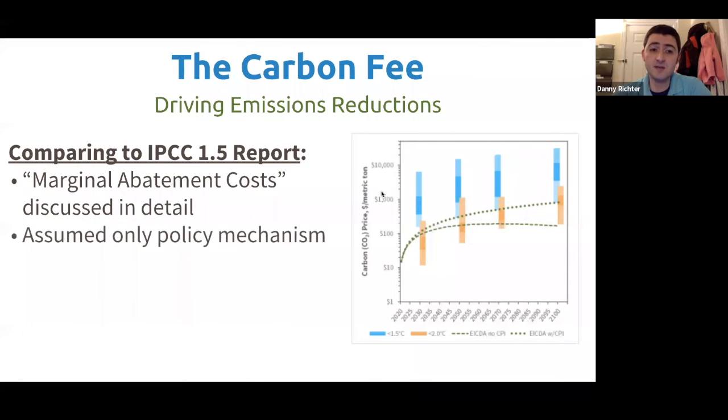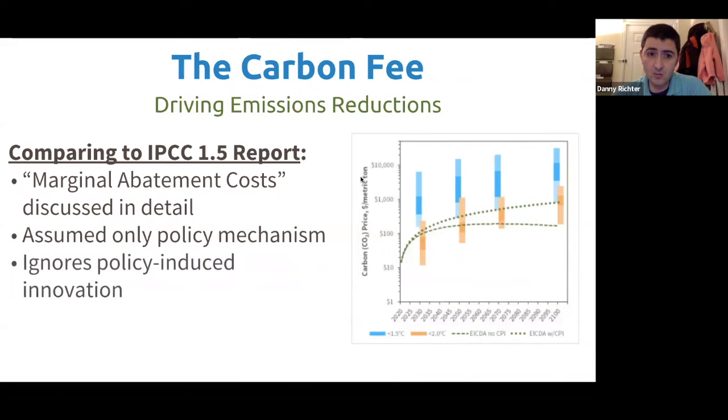The IPCC assumed that this is the only policy mechanism that would be followed. And I don't know about you, but I think once this gets passed, it's extremely unlikely that out to 2070, this is the only thing that is reducing emissions. Another thing about these IPCC numbers is that they ignored policy-induced innovation. What that means is they did not assume a greater rate of innovation by businesses, by governments, in terms of the technologies that result in lower emissions. And so that's conservative. So I would expect the price ranges for both those orange bars and those blue bars to be lower. I think this has a better shot.